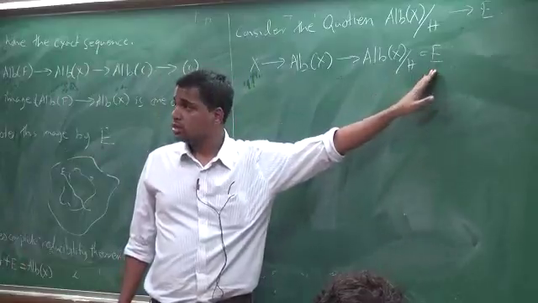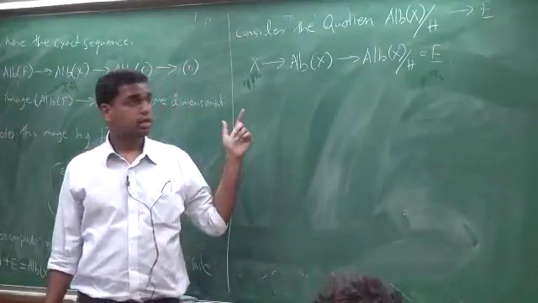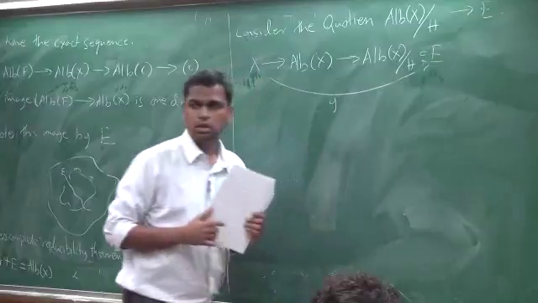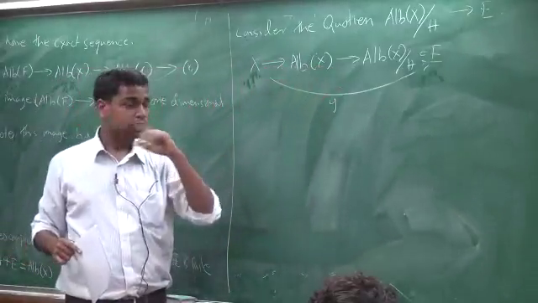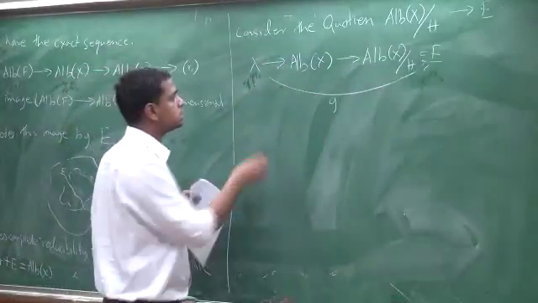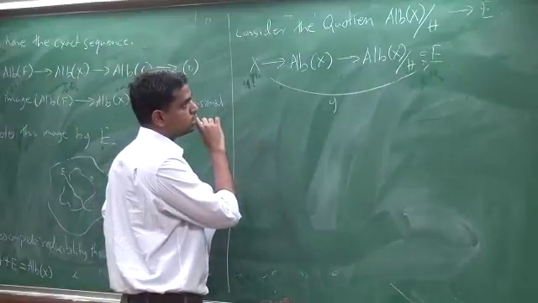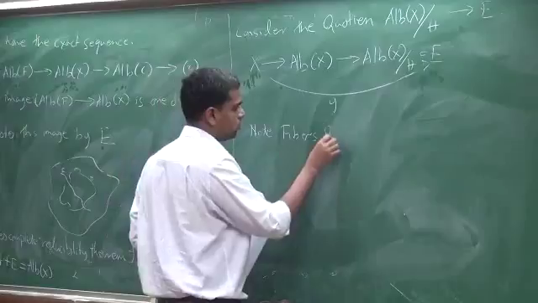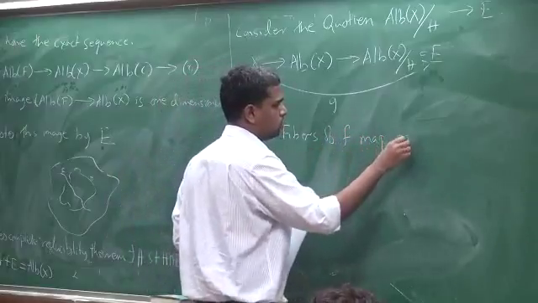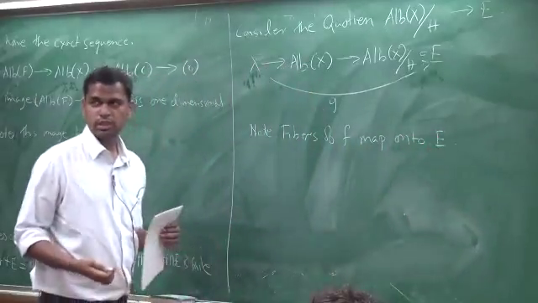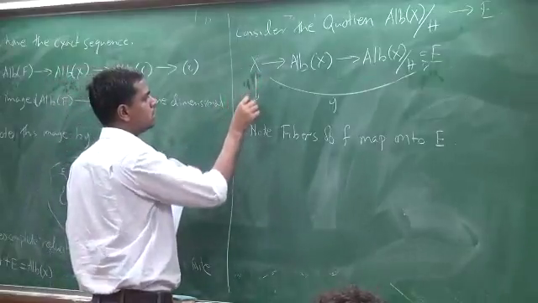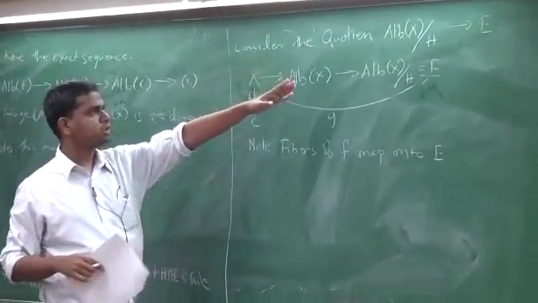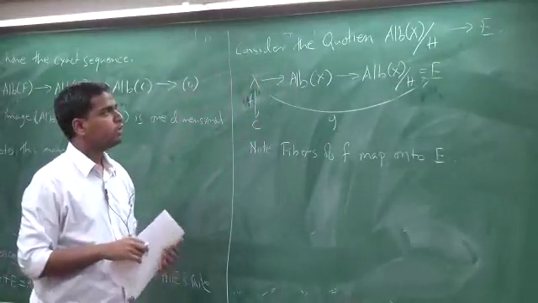So now we have two maps. One is the map F from X to C, and the other is the map, let's say G, from X to E. There is a special property that this map has just by the construction, and that is fibers of F map onto E. So what I'm saying is that you take this map F from X to C, and you consider a fiber like this, and you see its image. It's not going to go to a point. That will never happen.